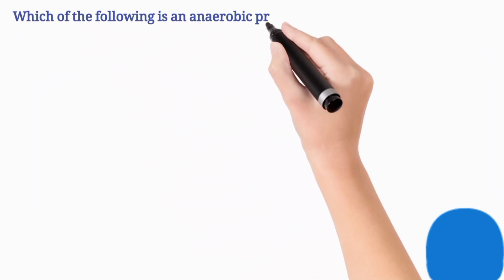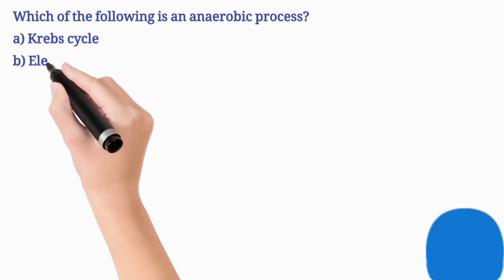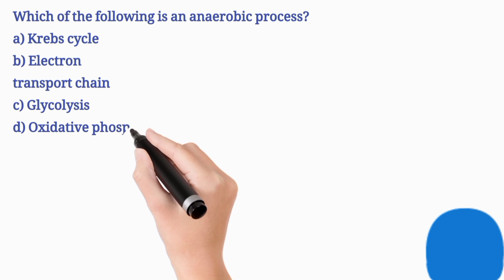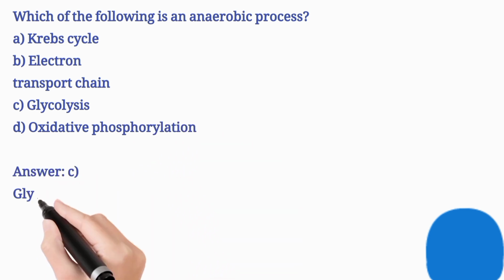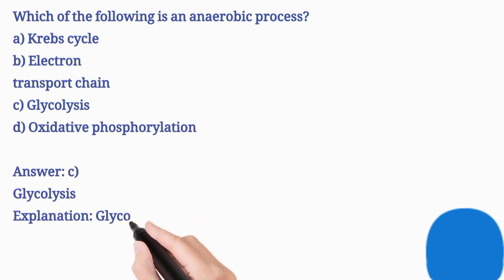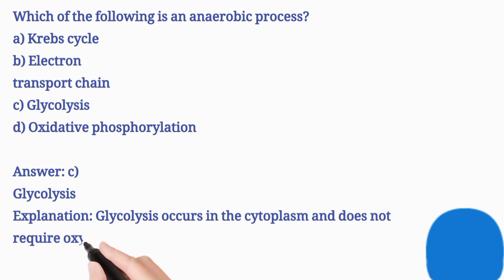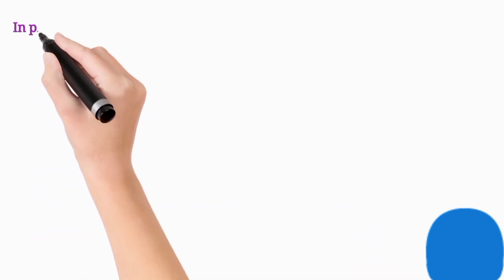Which of the following is an anaerobic process? Krebs cycle, electron transport chain, glycolysis, oxidative phosphorylation. Glycolysis. Glycolysis occurs in the cytoplasm and doesn't require oxygen.